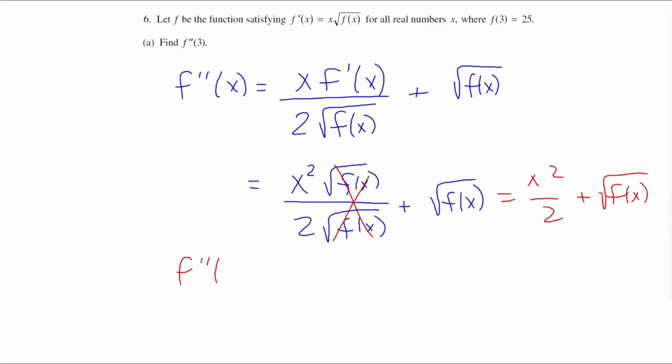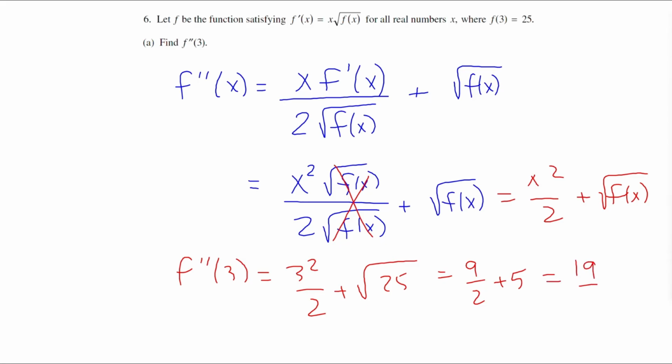So now f double prime of 3 is just going to be 3 squared over 2 plus the square root of f of 3. Well, f of 3 is 25. So we end up with 9 halves plus 5. Well, 5 is 10 halves. So add those together and you get 19 halves. And you got 3 points here for part A. 2 actually, for correctly getting f double prime of x, and 1 more for the final answer.